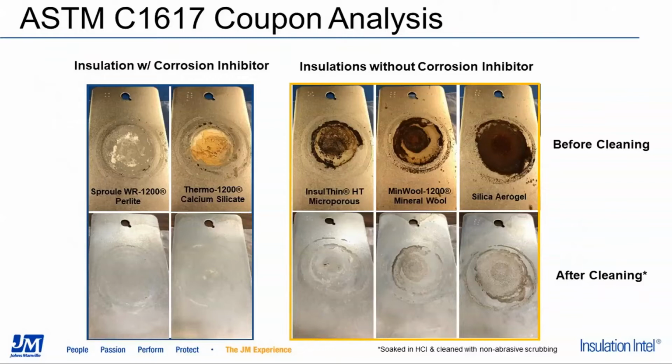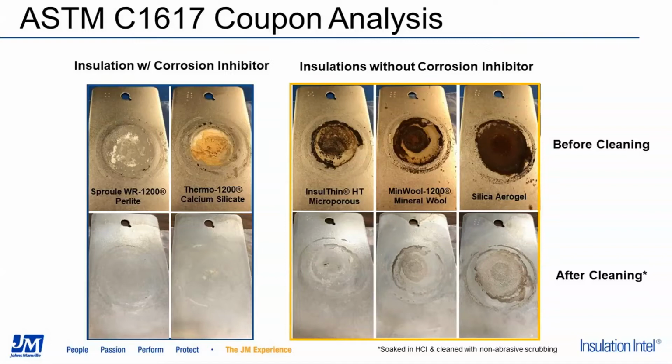So these are the results of the C1617 method from our analysis. As you can see in the top row, before cleaning, the insulations with the corrosion inhibitors, the Thermo 1200 and the Sproul WR 1200, developed a surface layer after exposure, whereas the insulations without the corrosion inhibitors show more of a rust layer after exposure. The clean coupons reveal that the surface layer provided by the Thermo 1200 and the Sproul WR 1200 protected the metal underneath with limited surface damage, whereas the removal of the rust layer on the insulation coupons without the corrosion inhibitor clearly showed damage to the metal surface below.